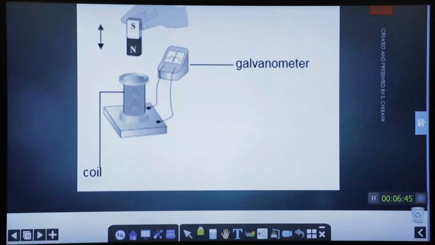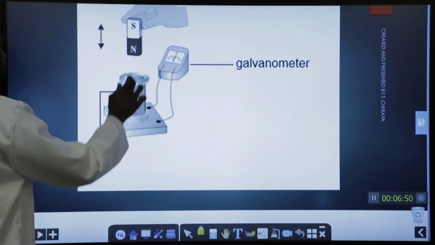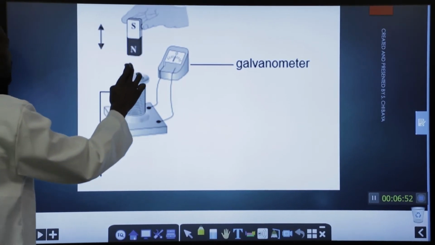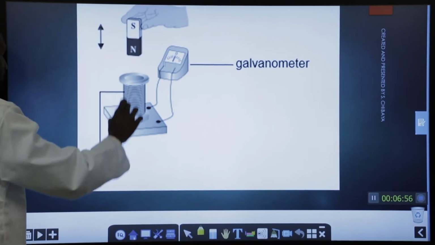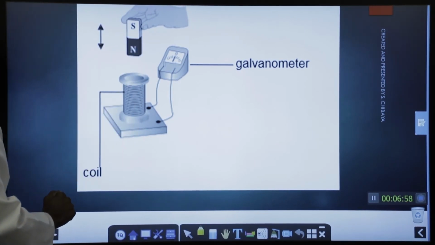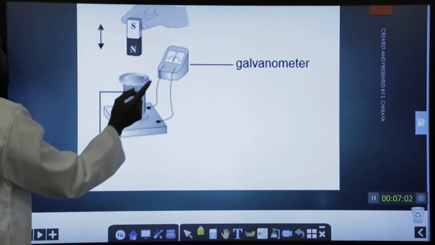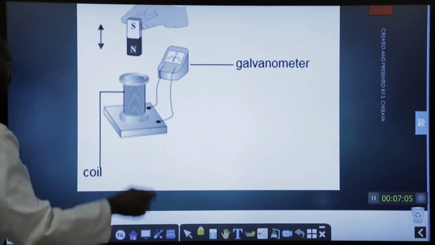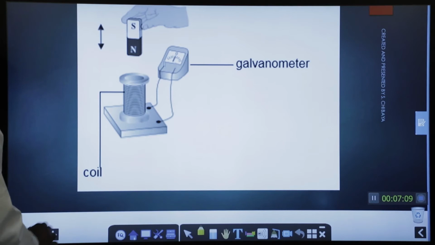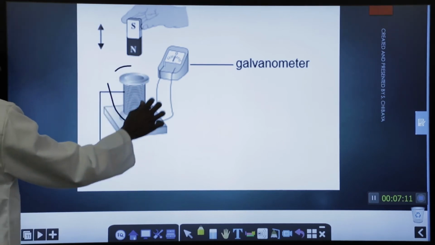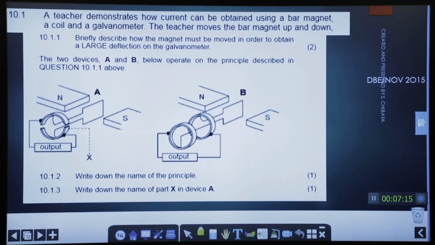Look at this galvanometer that is joined to a coil, and there is a magnet that's being moved in and out. Okay? What is going to happen? Obviously, the galvanometer is going to change direction left and right as you move in the magnet up and down, up and down, up and down, right? Inside the coil. Okay? In other words, we are producing EMF there.